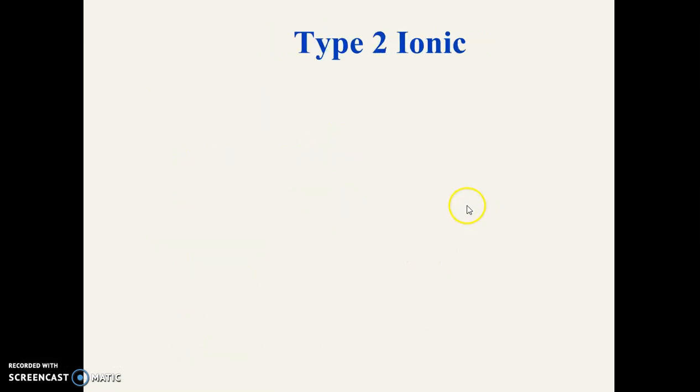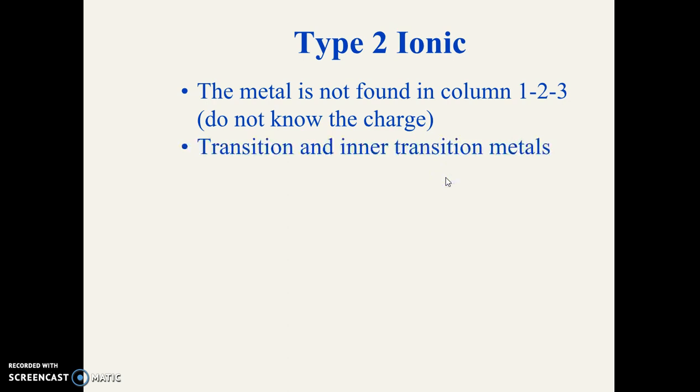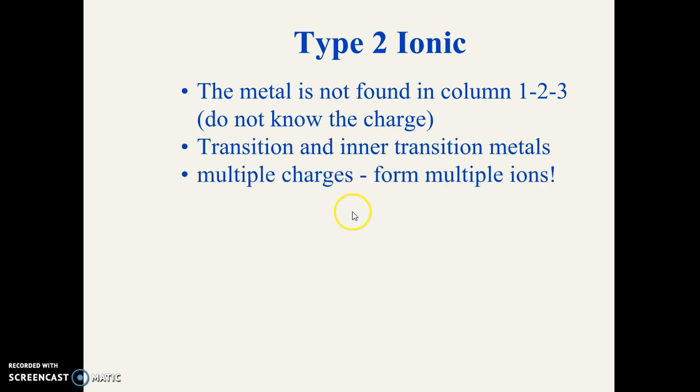Okay, a type 2 ionic, this is where they don't quite follow the rules. The metal is not found in column 1, 2, or 3, so you don't know what the charge is. You look at the periodic table and go, I don't know, manganese is right in the middle. Iron is right in the middle. Cobalt and copper and nickel and mercury and lead, all those. I don't know what the charges are for them. They're not in column 1, 2, or 3, so it makes it kind of difficult to write a formula for it. These are your transition and inner transition metals.